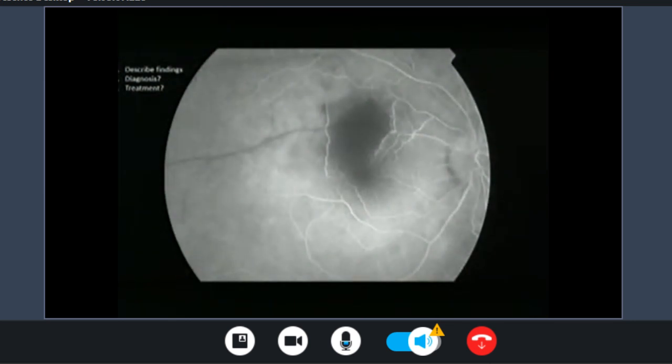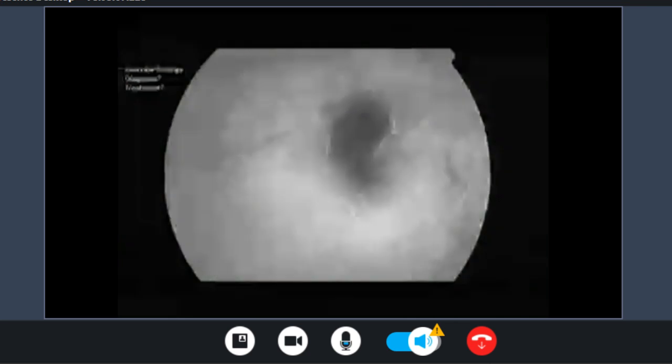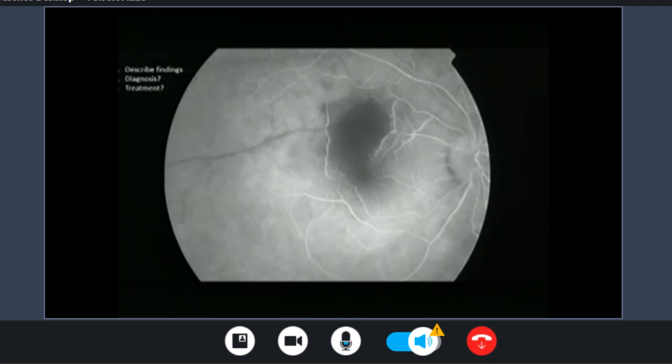So I presented this in my fourth year of residency as one of the complications of toxoplasmosis. It can cause BRAO, it can cause BRVO, it can cause CMV. Good catch.